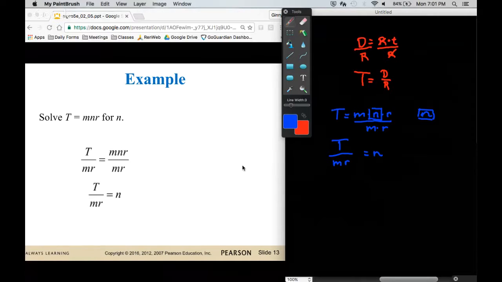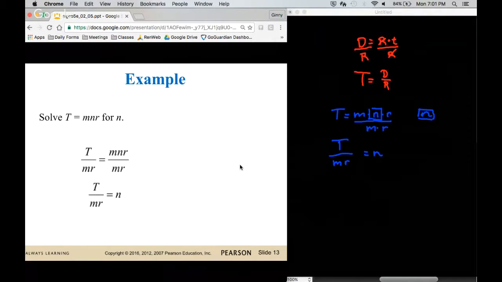Okay, so this is the same as using the stuff that you learned last week or a few weeks ago. Same thing, only you have all letters instead of having some numbers in there too. The principles are identical though.